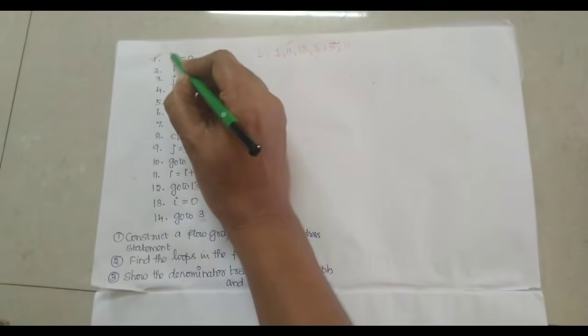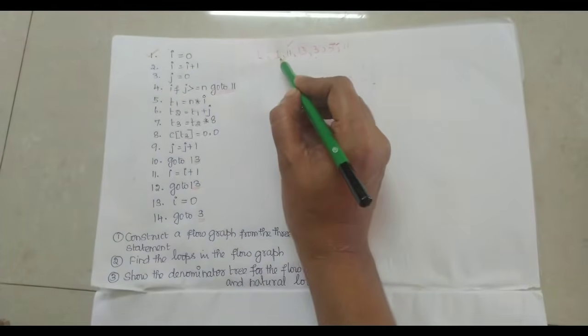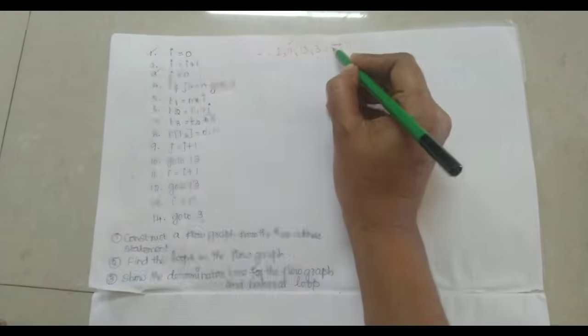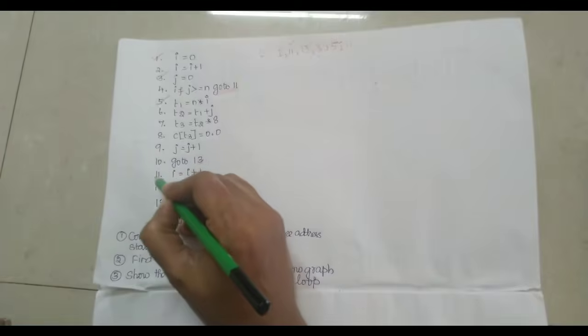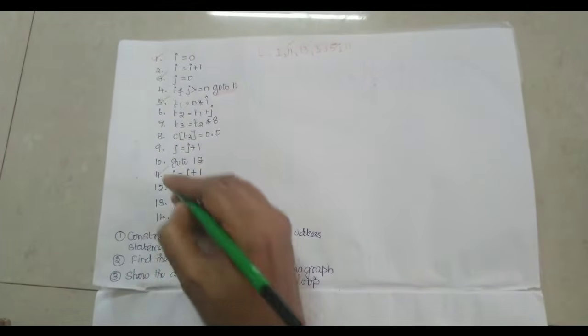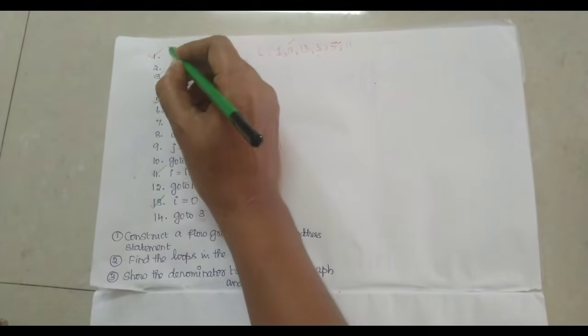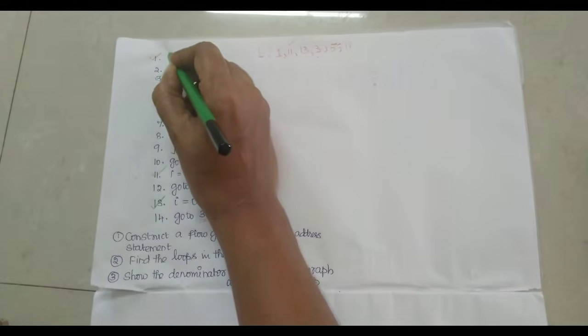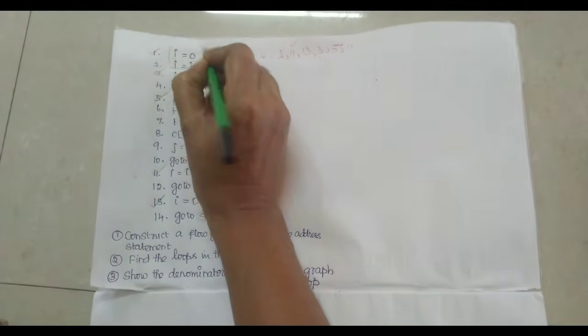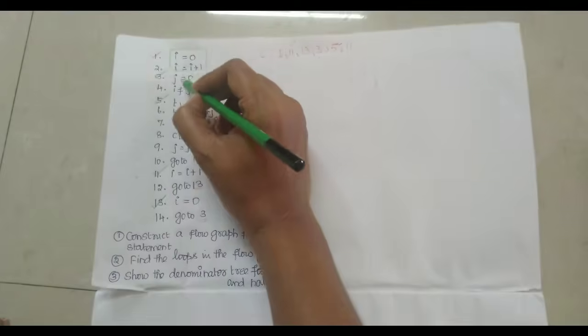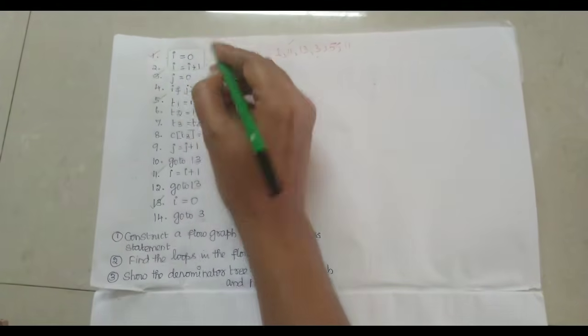So now let us draw the basic blocks. First, the leaders are 1, 3, 5, 11 and 13. So how do you draw a basic block? The basic block should contain a set of statements that never includes the other leader statements. So this one is one basic block. Let me take that as basic block 1.